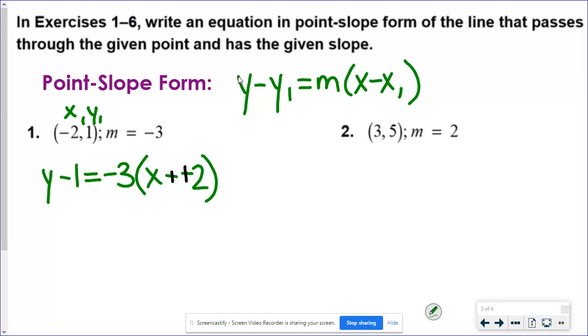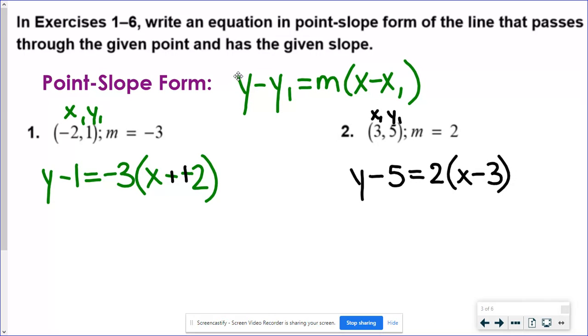So for number 2, again, I'm going to have y minus my y number, which happens to be in this problem a 5, equals the m, which is 2, then in parentheses, x minus my x number, which is 3. And that one's done. Again, all we're doing is putting 3 numbers in the right place. Put your ordered pair, the x sub 1 and the y sub 1 in the right place, put the m in the right place, and you're done.